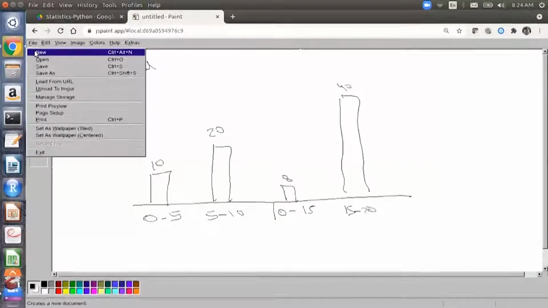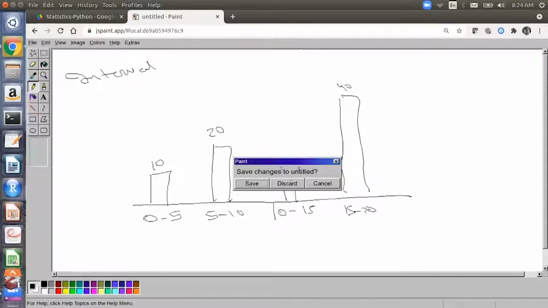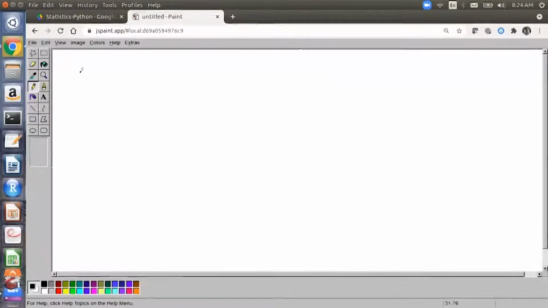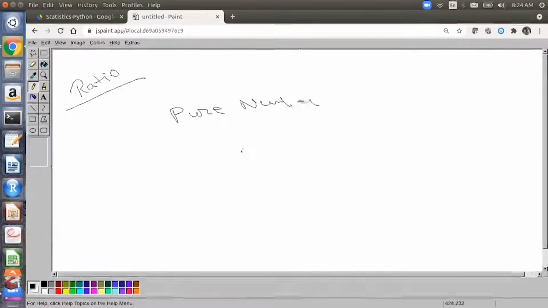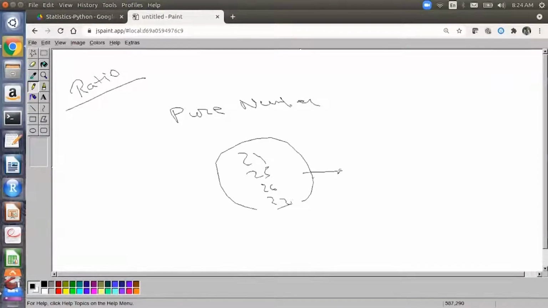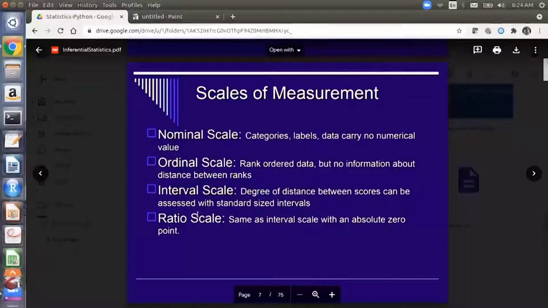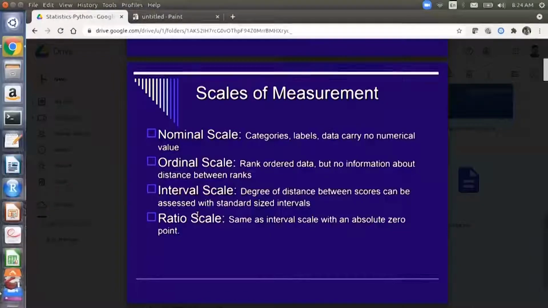Now another data type is ratio data. Ratio data are your pure numbers where you can do any kind of arithmetic operation. Simple numbers like 24, 25, 26, 27, where you can do anything. This is called ratio data. So there are 4 types, in which we have segregated the data. Remember and memorize these.